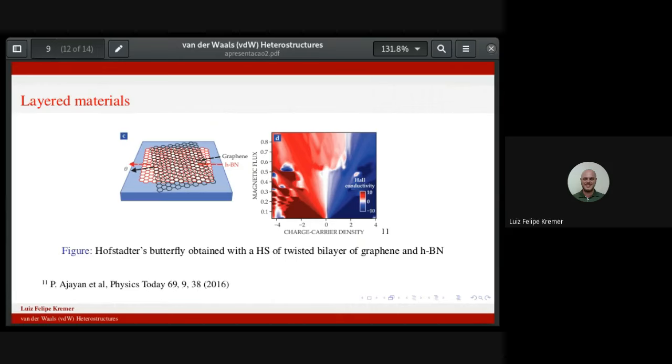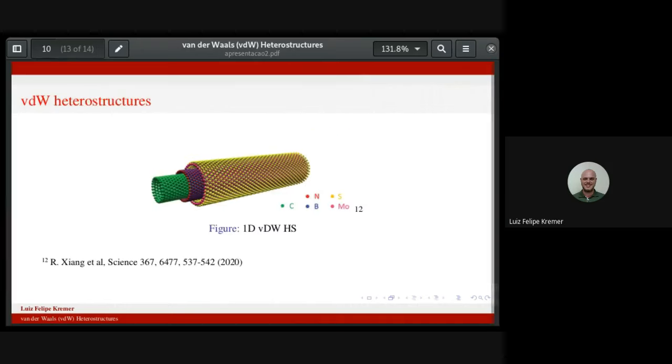The Hofstadter butterfly is a fractal energy spectrum that only appears when you have a certain periodic potential and a strong magnetic field. That can be obtained with graphene rotated over boron nitride. So you also have new phenomena to look up. Hofstadter predicted this in 1976, but just now it can be accessed experimentally.